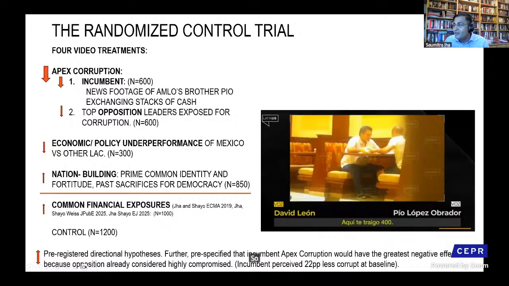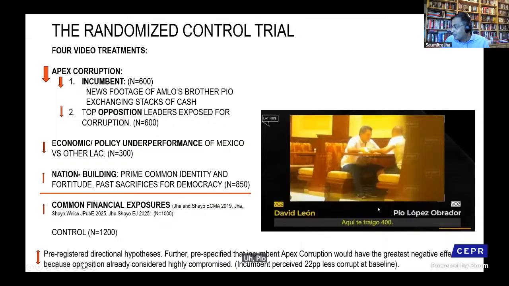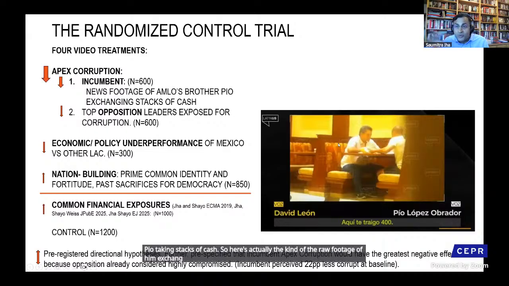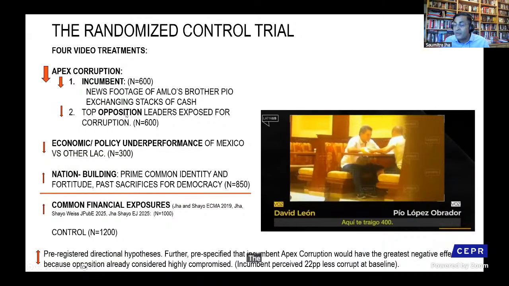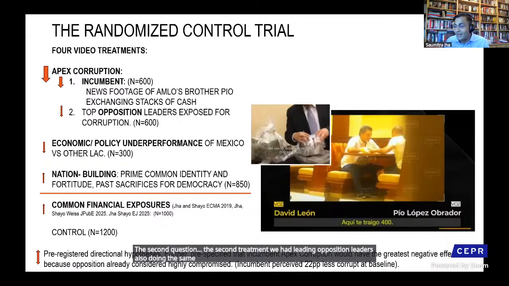So what we did is run a randomized controlled trial where we randomly gave people two types of videos. One was news footage of, unfortunately, AMLO's brother, Pio, taking stacks of cash. Here's the raw footage of him exchanging large quantities of cash. The second treatment had leading opposition leaders doing the same or similar types of activity.